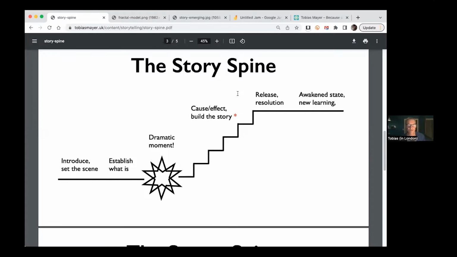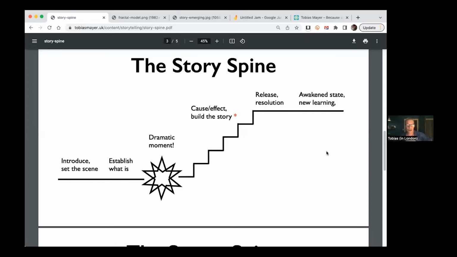I'll go back to the story spine picture and just share my screen again. Hold on a sec before we do the breakouts. People are asking if you can, so there it is. Right, the story spine. That dramatic moment is really important to storytelling.